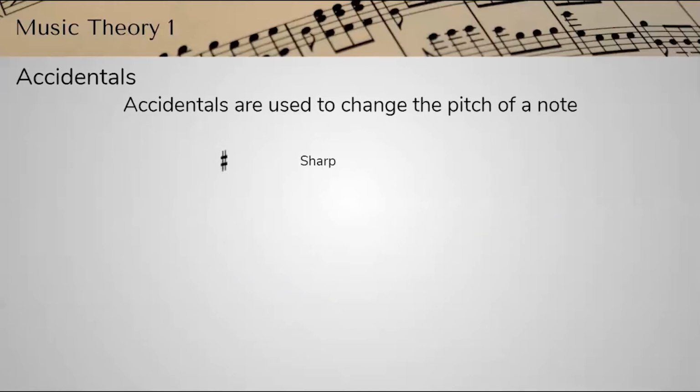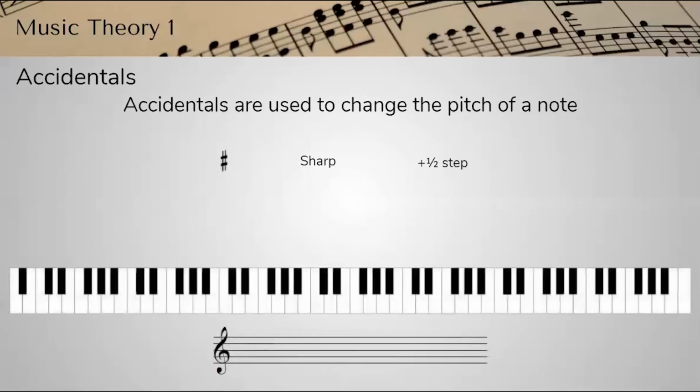So the first one we want to know about is the sharp, which looks like that, and that will raise a pitch by a half step. So let's look at how that works on the piano. So the note C, C5 there, if we put a sharp in front of it, it raises it up to the black note that's right to the right of that white note C. Okay? So that just means it raises it up a half step in pitch.